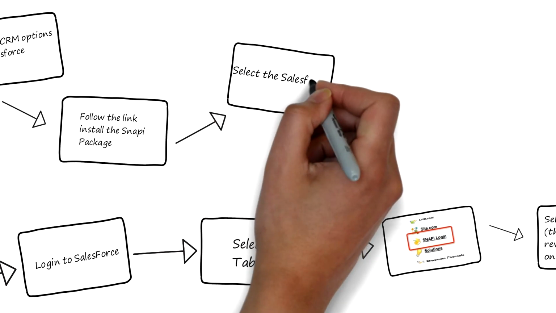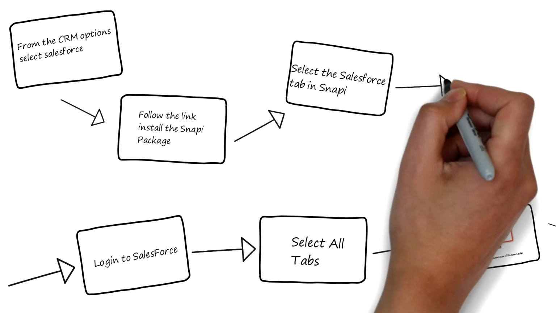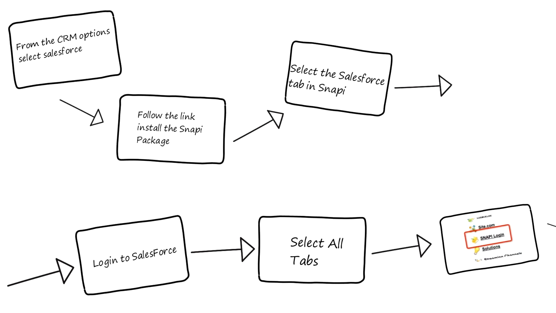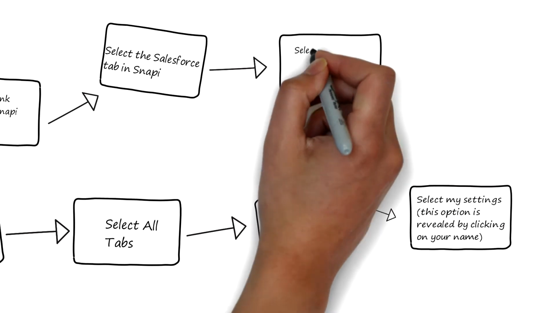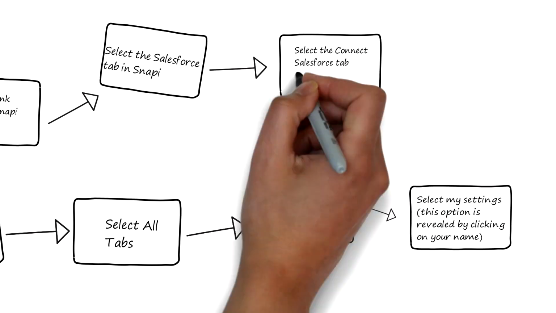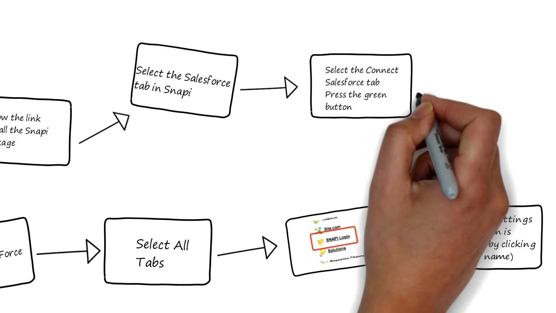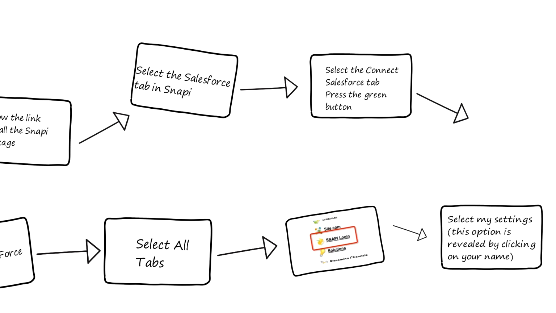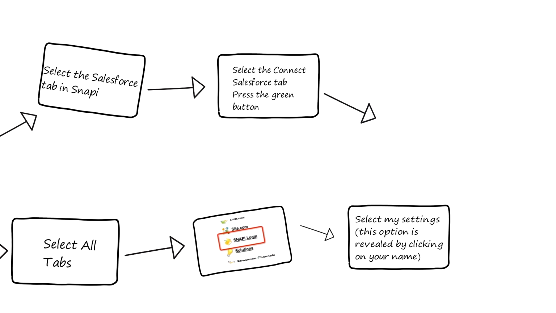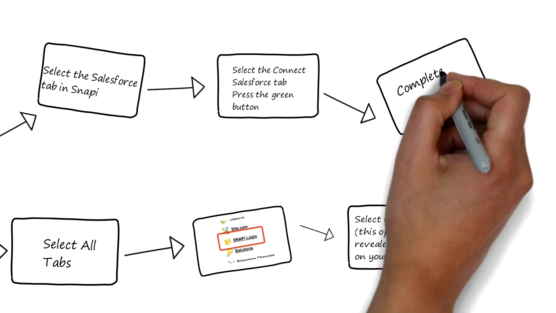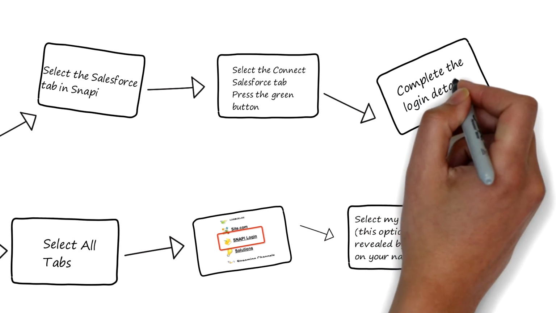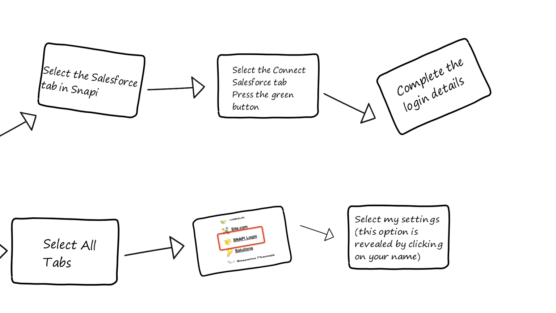In Snappy, select the Salesforce tab. Select the Connect tab, which is the middle of the three options. Once you've done this, press the green button. The last act is to enter your Salesforce credentials into Snappy. This will build the connection now from Snappy into Salesforce and will complete the exercise.